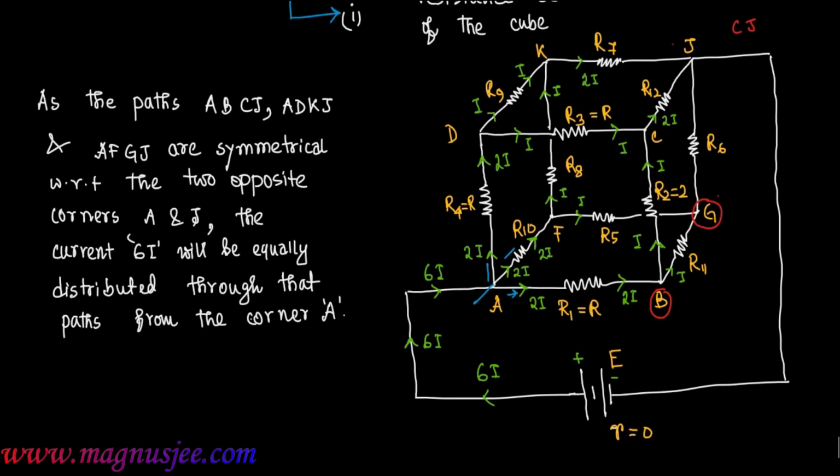If we consider the corner G, there are two currents, I and I, coming from the arm FG and BG, and these two currents will flow as 2I through the resistance R6, or through the arm GJ. So there are three currents, 2I, 2I and 2I, flowing towards the corner J, and the total current emerging out from the corner J is 6I, and that current 6I will return to the negative terminal of the battery of EMF E.